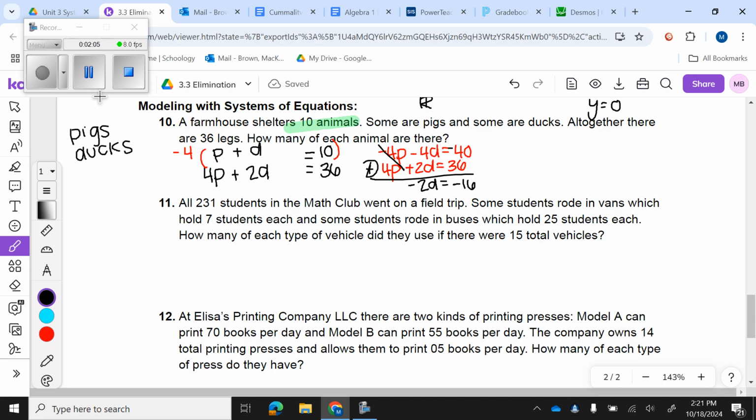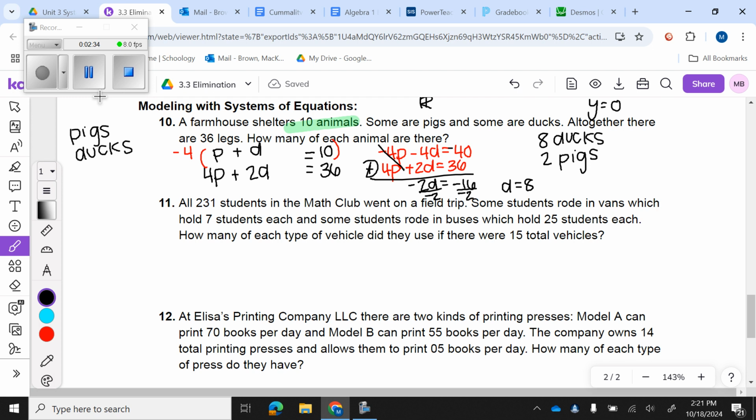Okay, to get this d by itself, I'm going to divide both sides by a negative 2. And a negative 16 divided by 2 is a positive 8. So this right here, it says d equals 8. That means that there are 8 ducks. Well, it wants to know how many of each animal there are. Well, if there's a total of 10 animals and 8 of them are ducks, that means there has to be 2 pigs. All right, so you're just setting up equations and then solving them, okay?